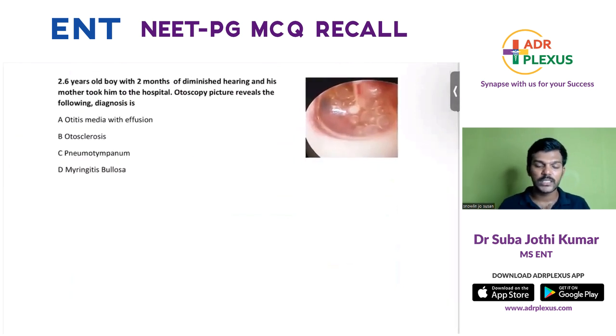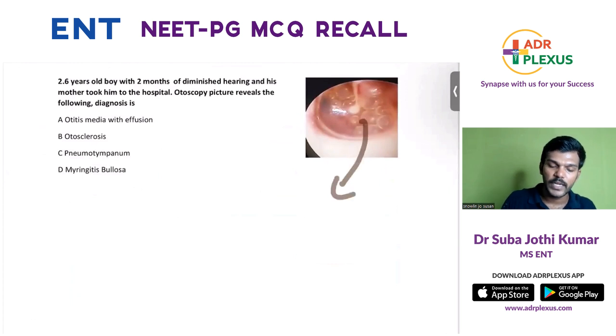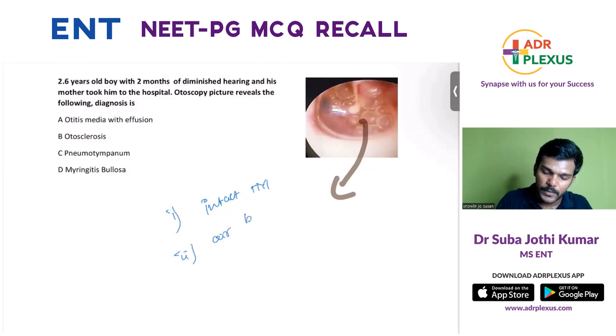Next question, again from otology. A 6 year old boy with 2 months of diminished hearing, and his mother took him to the hospital. Otoscopy picture is given. See, the otoscopy picture is very clear. You could see an intact tympanic membrane. That is number 1. Then you could see air bubbles behind the intact tympanic membrane.